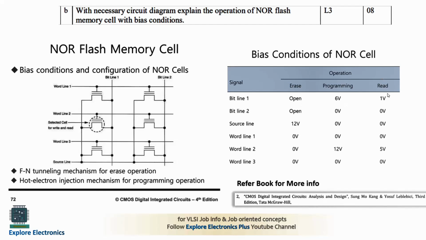Erase, programming and read we can do. And while erasing, we need to provide the highest voltage from the source line. It is connected over here. And while programming, we need to give the voltages like this. And while reading the data from the bit line, we are supposed to provide the voltages like this.